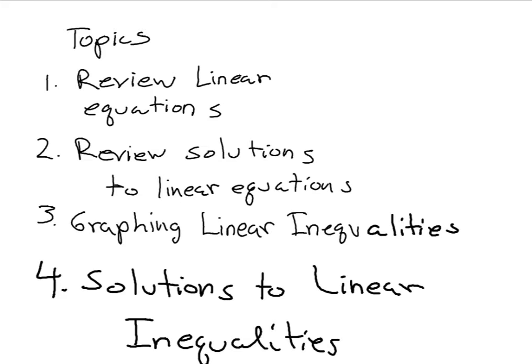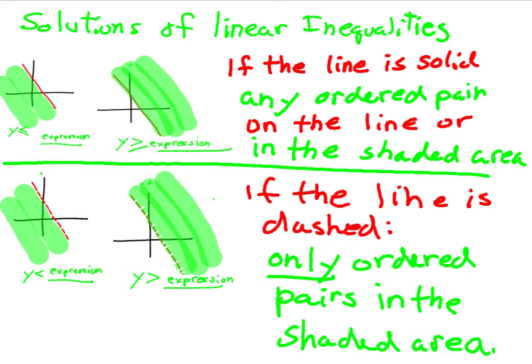So now we're in our fourth step, solutions to linear inequalities. Well, solutions of linear inequalities are like this. Here you see our two lines which are solid. If the line is solid, any ordered pair on the line or in the shaded area is a solution to the inequality. If the line is dashed, only the ordered pairs in the shaded region are solutions. So you could identify any ordered pair in the shaded area on the bottom graph, and that would be a solution, but not ones on the line in the bottom graph. And in the upper graphs, yes, it could be on the line or above, or on the line or less than.